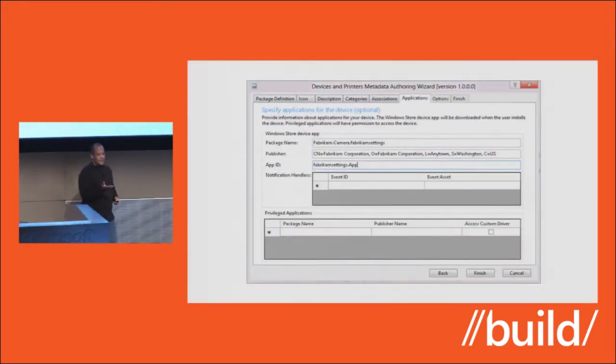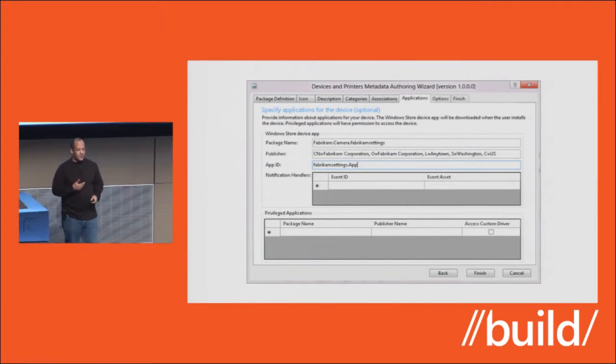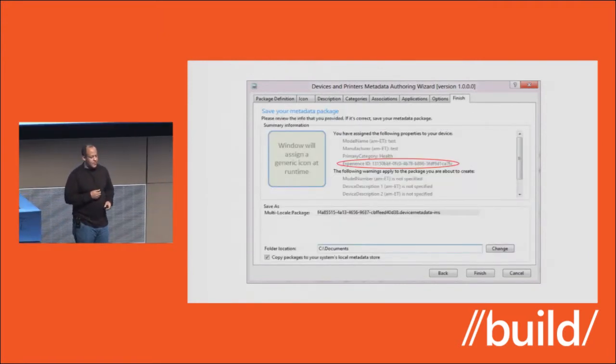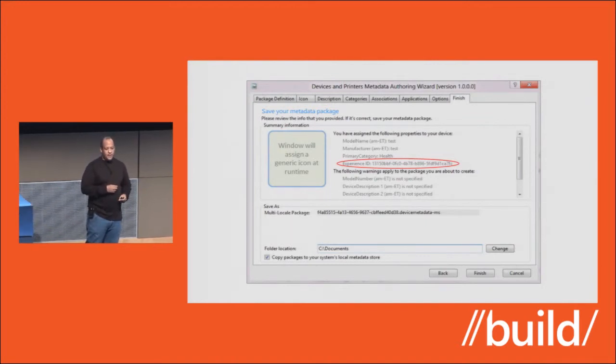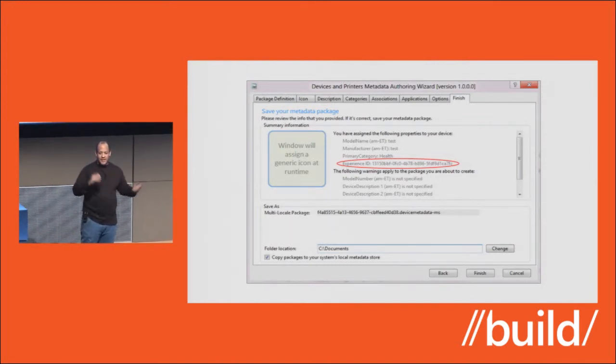You can see here an example of how you'd fill in the application tab. And then at the very end, you get the experience ID. It's just a GUID. This is just a thing that you add inside of a store manifest. It's already in the metadata package. When you click Finish, that metadata package is created for you. And then you add it to the application, and it's done.